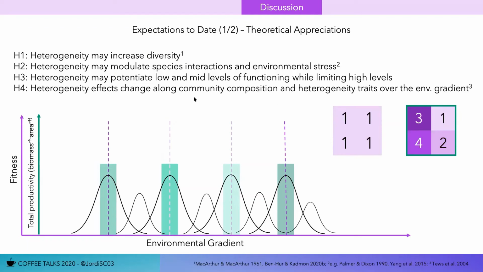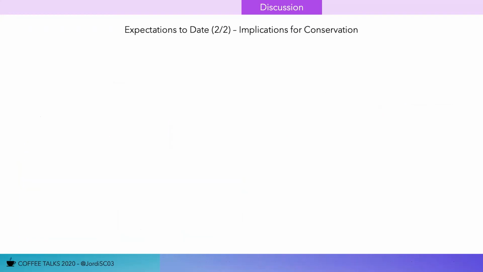Then these effects of heterogeneity change a lot with community composition and heterogeneity traits. This is because each point of the environmental gradient is going to have different stressors and different species that can colonize, so therefore the effects are going to be different as well.